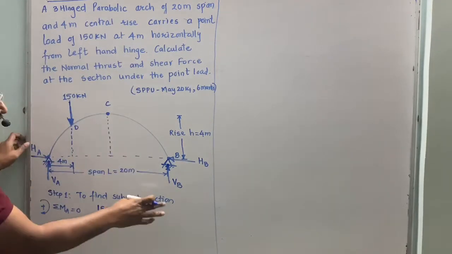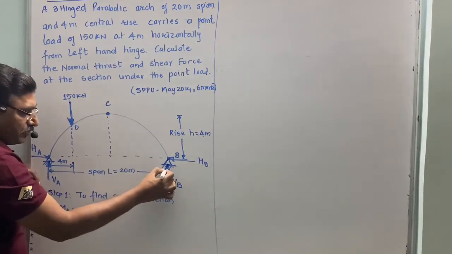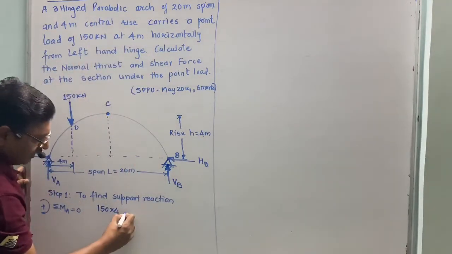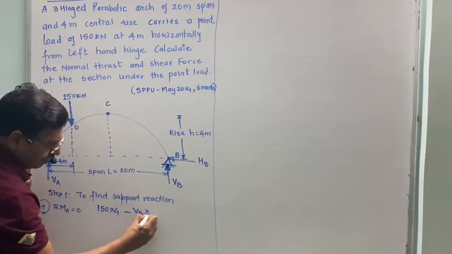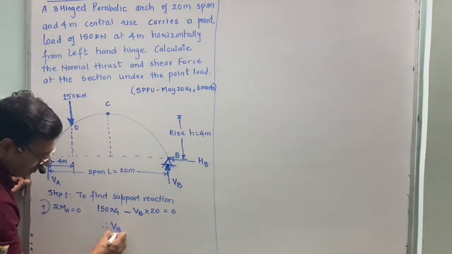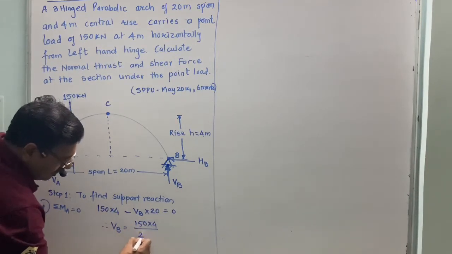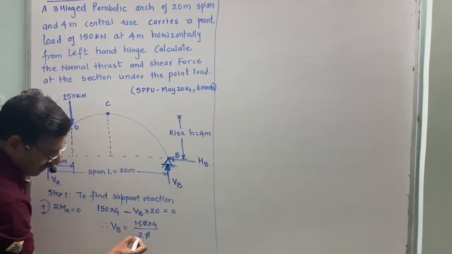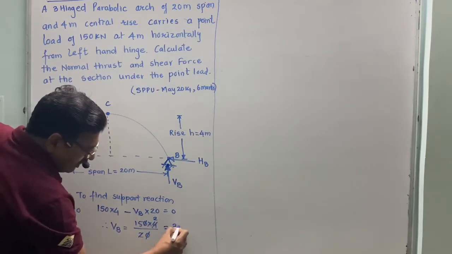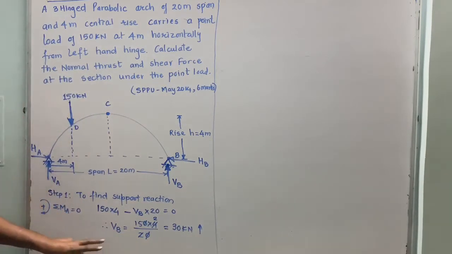And there is no other moment other than this VB. So it will take anti-clockwise moment as this force rotates anti-clockwise, so minus VB into 20 is equal to 0. So from this you will get VB is equal to 150 into 4 divided by 20. This 0 gets cancelled, this 4 and 2 get cancelled, 15 into 2, that is 30 kilonewton. So like this we got the support reaction VB.